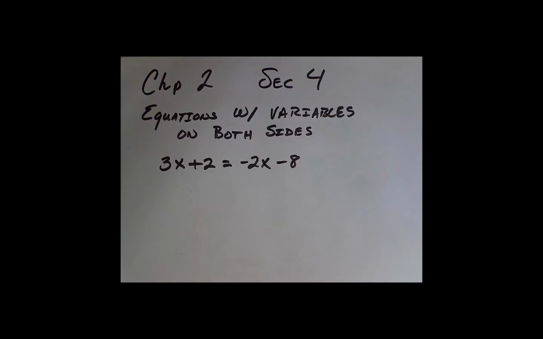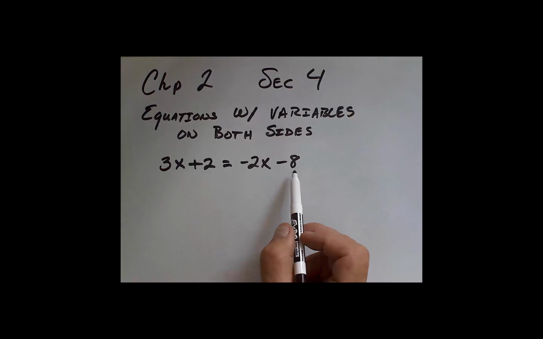As we did before with our additive inverses and multiplicative inverses, we're going to do the same. But here's the trick. I want my variables, in this case my x, on one side of the equal sign, and I want my non-variables or my constants on the other side of the equal sign. Now if we take a look here, we have 3x and a minus 2x. These are my variables. My constants in this equation are plus 2 and minus 8.